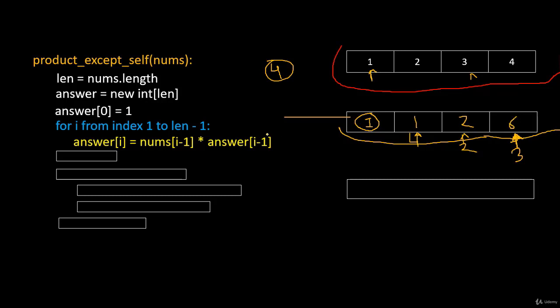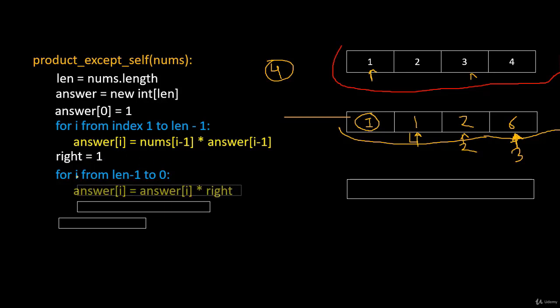Now we're done with this for loop. Okay? Then we're going to define a variable right equal to 1. Then we're going to run a loop for i from len minus 1 to 0, from right to left. And here there is no right element of this 6 element, right? For that we use right equals 1. Then answer[i] equals answer[i] times right.